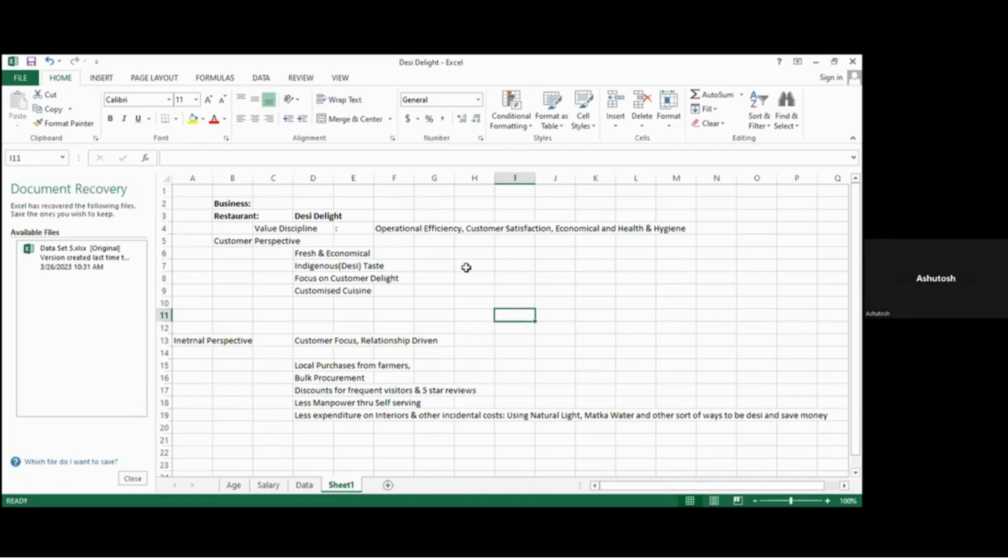Like we have mentioned, the ambience should be created in such a way that we use the natural light available to us. We may use matka water in place of a refrigerator or machine waters, and other desi ways to save money, like having food prepared on wood and charcoal instead of LPG or other fuel. This gives a different and distinct identity, while reducing cost, and gives it all together a desi touch. So overall, you are branding it like a desi.